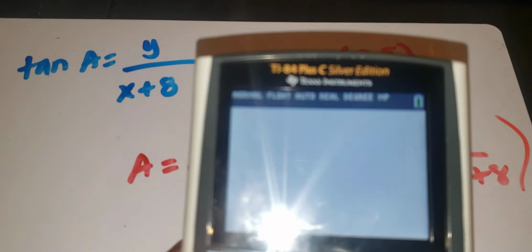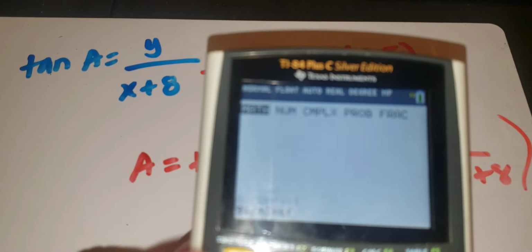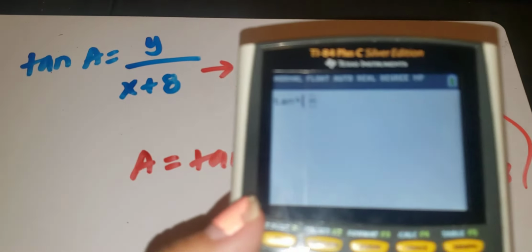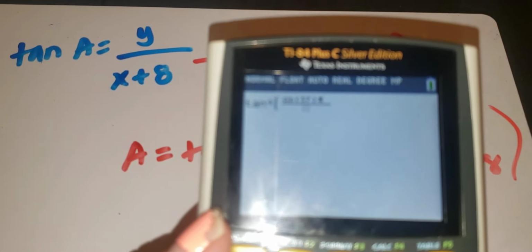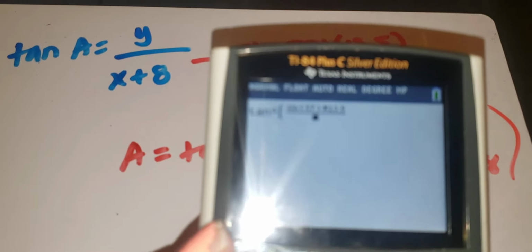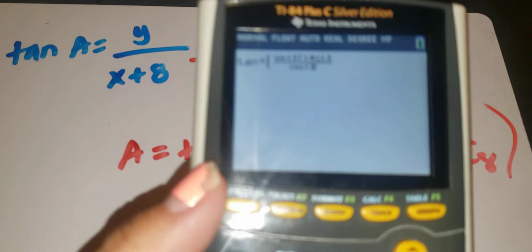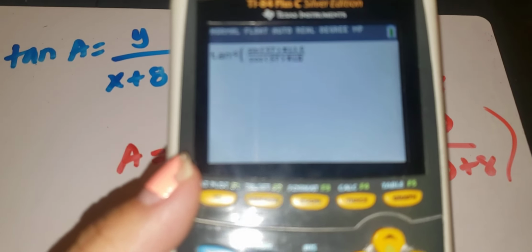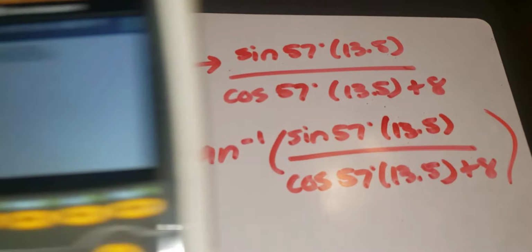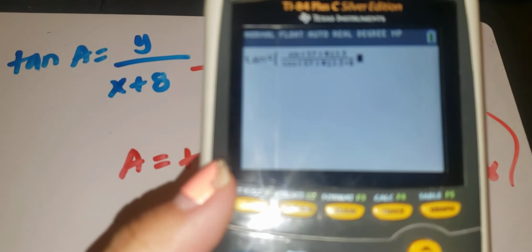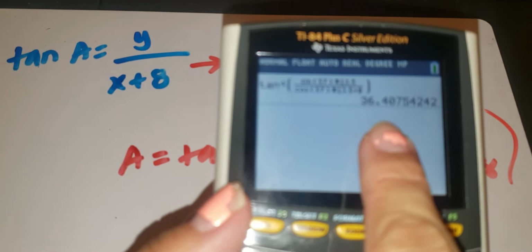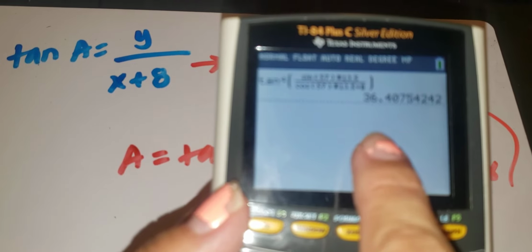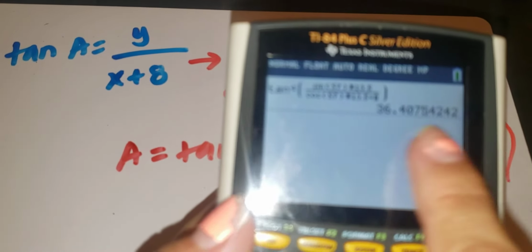Now calculator time here. Ready? Let me erase anything that I have there. Tangent inverse. Let me write it as a fraction. And then we want sine of 57 degrees, close it, times 13.5 over cosine of 57 degrees times 13.5, but plus 8. And remember, this is going to give us our angle right away. So our angle is approximately 36.4. I'm going to go ahead and keep it as a decimal.